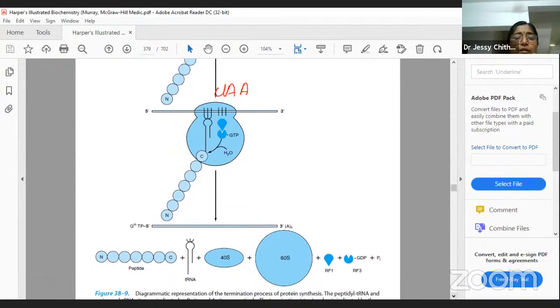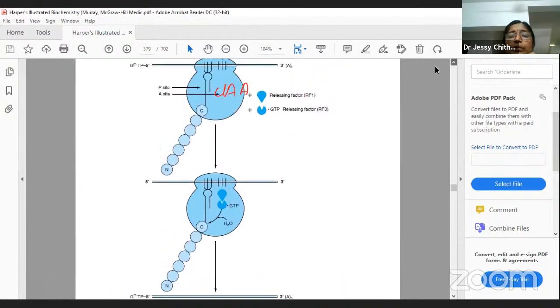So, the peptide chain, the empty tRNA, and the 80S ribosome get dissociated into 40S and 60S subunits, releasing the releasing factor, GDP, and inorganic phosphate. That is the termination phase. Okay, so better take down the figure also.